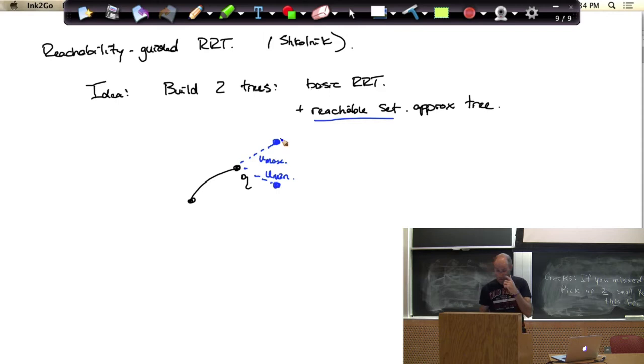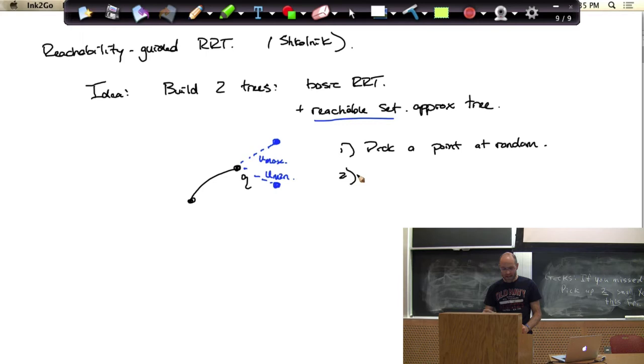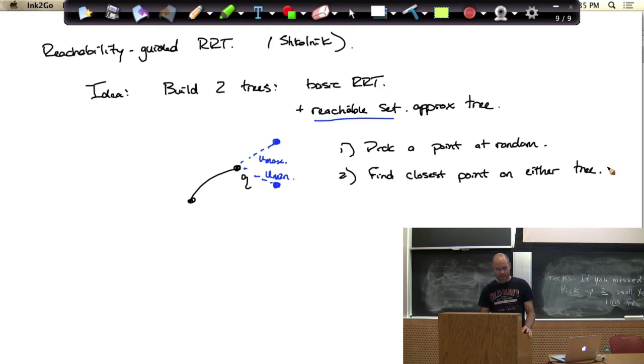He's going to pick a point at random anywhere in the space. Find the closest point on either tree. And basically, if the closest node is on the reachable tree, then we're going to add the parent and try to grow back out. That means you found some node where there was reachable space that you hadn't yet explored. If the node was on an existing tree, then he's just going to discard it and keep going.